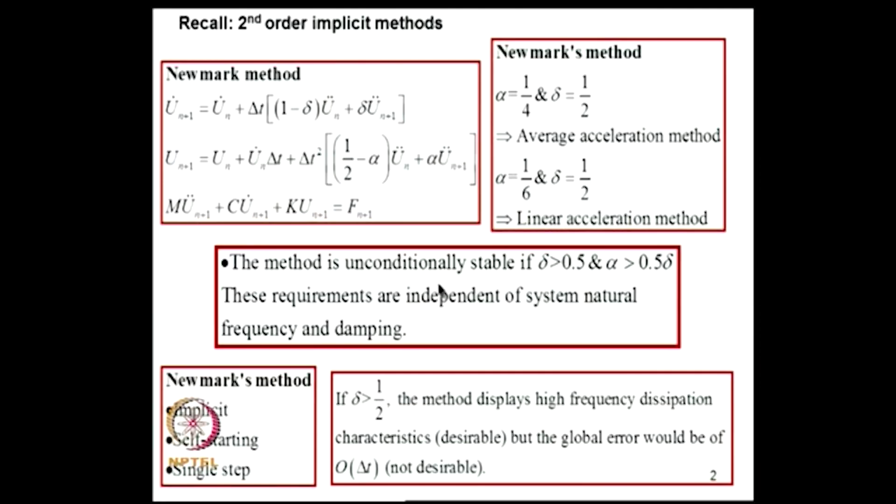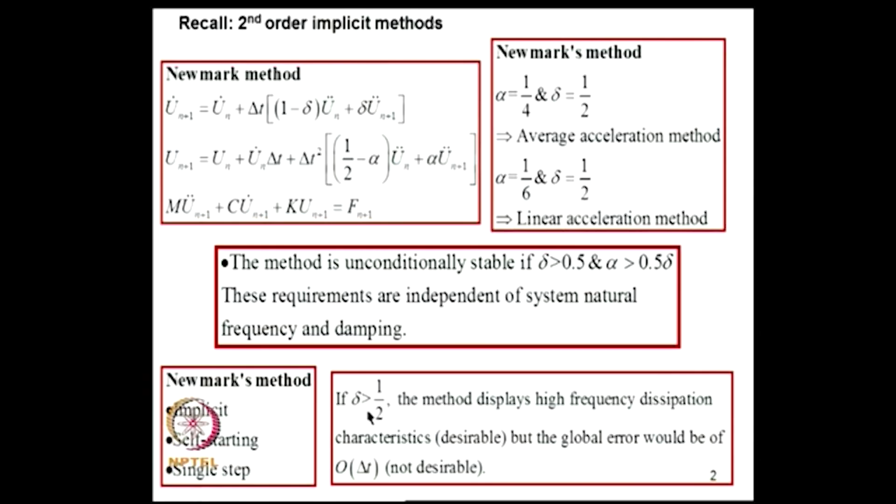We have shown that the method is conditionally stable if we select these parameters delta and alpha to satisfy this requirement, and these requirements are independent of system natural frequency and damping. So, Newmark's method is implicit, self starting, and it is a single step method. Now, we can also obtain other methods like the average acceleration method and linear acceleration method as special cases of Newmark's method by assigning the parameters alpha and delta values as shown here. This also we have seen.